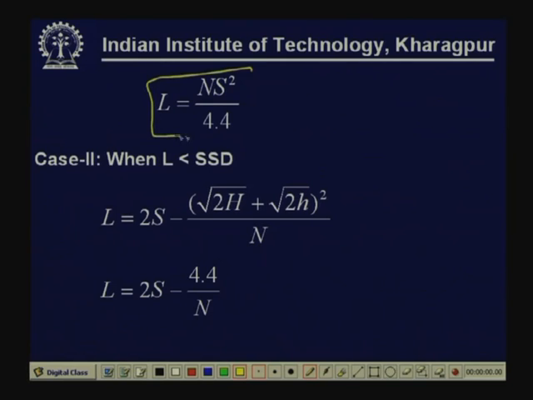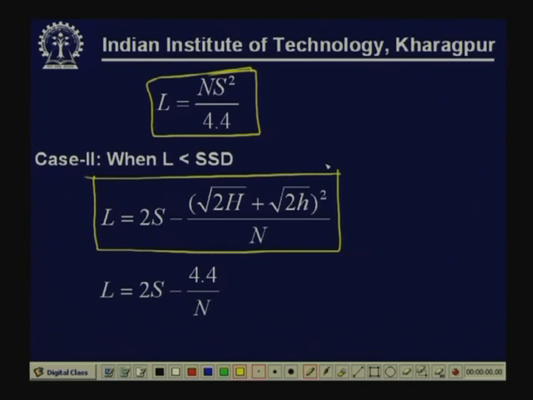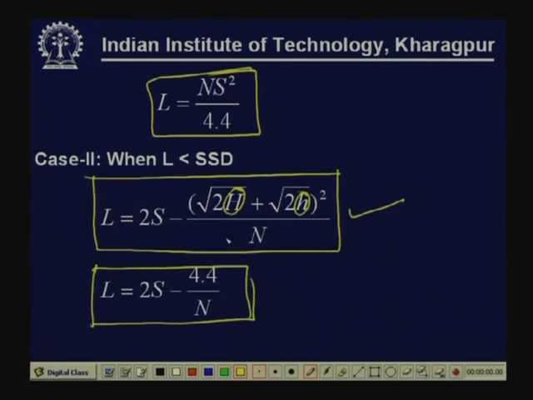That is N square by 4.4. Now, case 2, that is when the length of the curve is less than the required stopping sight distance. In this case, this formula may be used for the calculation of the length. Again, if we put the value of capital H and small h, whatever are recommended by Indian Roads Congress, 1.2 meter and 0.15 meter, then this equation can be simplified like this: L equal to 2S minus 4.4 by N.